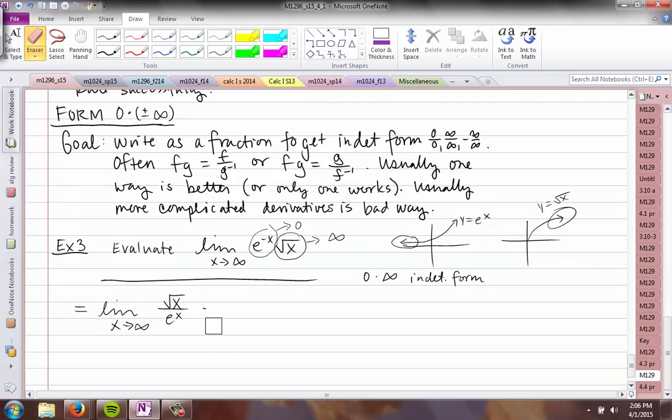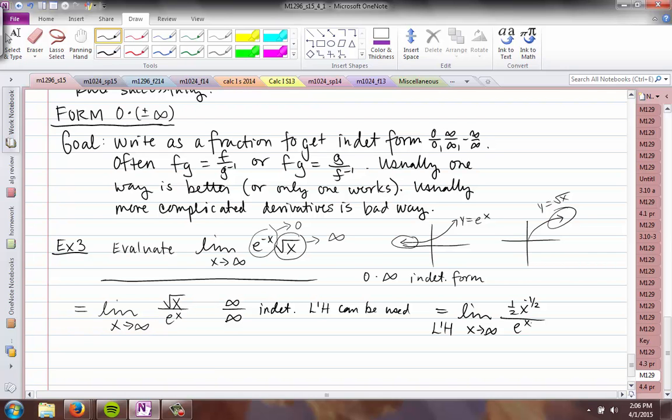Well, I kind of jumped ahead of myself. What is this limit? Try to evaluate it. You get infinity over infinity. So it's indeterminate, but you can use L'Hopital's rule. So the limit as x goes to infinity of 1/2 x to the negative 1/2, after I take the derivative on the top, over the derivative on the bottom, which is just e to the x.